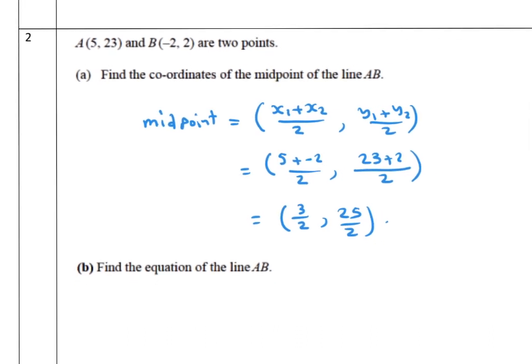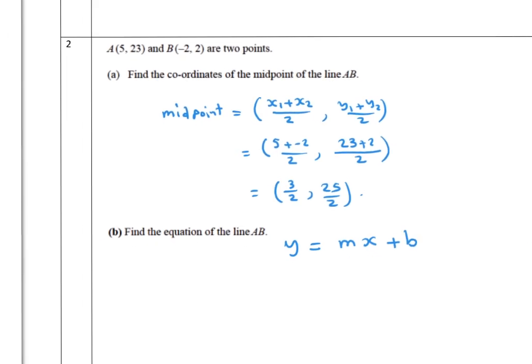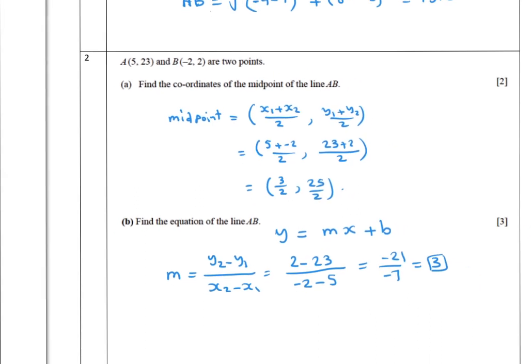Now, can you find the equation of line AB? The general form for the equation of the line is y equals mx plus b. M stands for the gradient or the slope of the line, and b is the y-intercept, where the line intersects the y-axis. We have the 2 points, so we can find the slope. The slope m equals y2 minus y1 over x2 minus x1. So 2 minus 3 over negative 2 minus 5, which is negative 1 over negative 7.